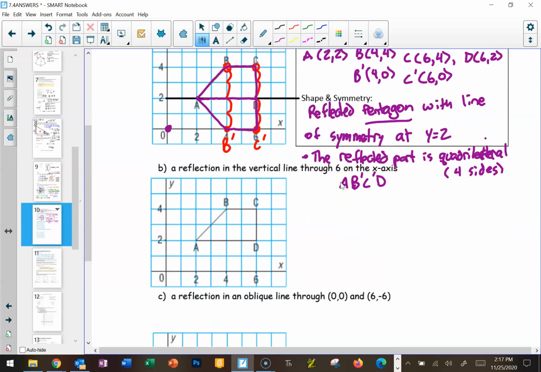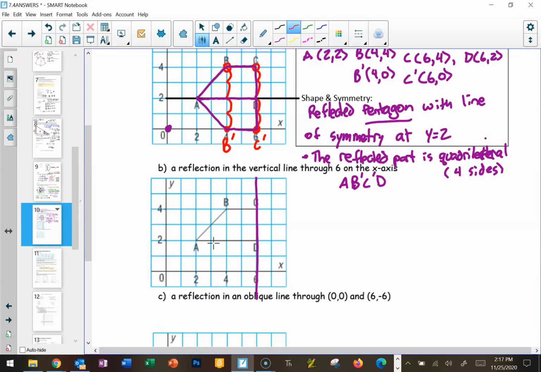A reflection in the vertical line through 6 on the x-axis. Okay, so we're still drawing a reflection. We're just doing it with a different line. So if we draw a vertical line through 6, that's from there to there. So that would be a vertical line through 6. Now let's just look at where our points would end up. I don't have enough room to draw the points, but we'll kind of take a guess here.